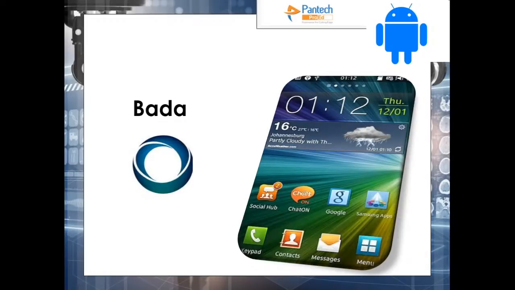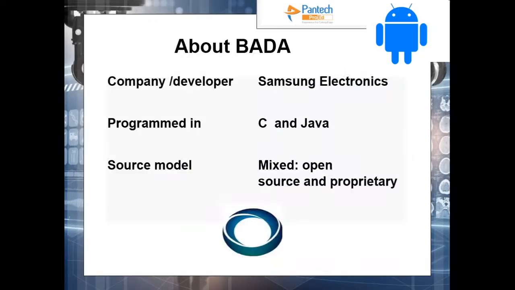Okay, most of the Samsung phones, before Android came, you know about this OS. That is called Bada OS. Bada OS is built with C and Java. It's programmed in C and Java. Then it's open source only.